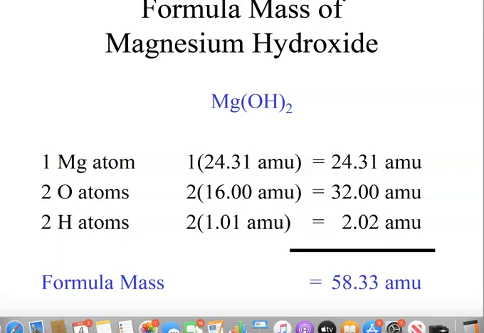Let's find the formula mass of magnesium hydroxide, Mg(OH)2. You've got to know the formula. In order to do this, you use the periodic table, find out the atomic masses off of those elements, multiply and add together. 1 magnesium, 2 oxygens, 2 hydrogens, all add up to 58.33 atomic mass units. So that would be the formula mass of one formula unit of magnesium hydroxide.